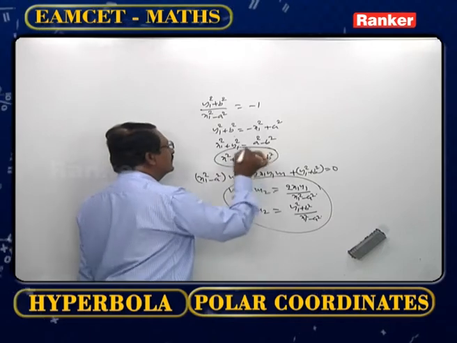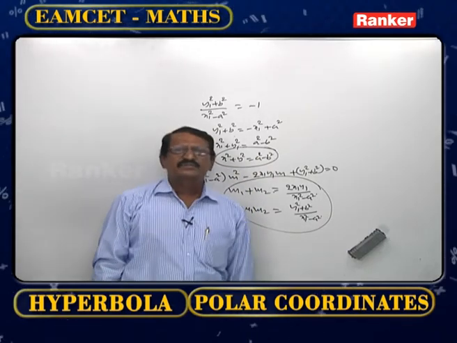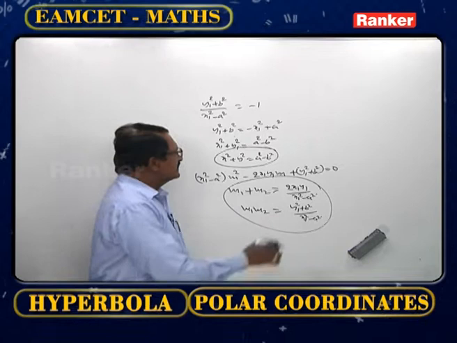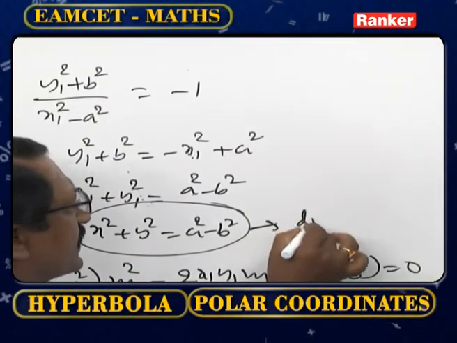Now it is a circle, concentric with the given hyperbola. This circle is called the director circle.